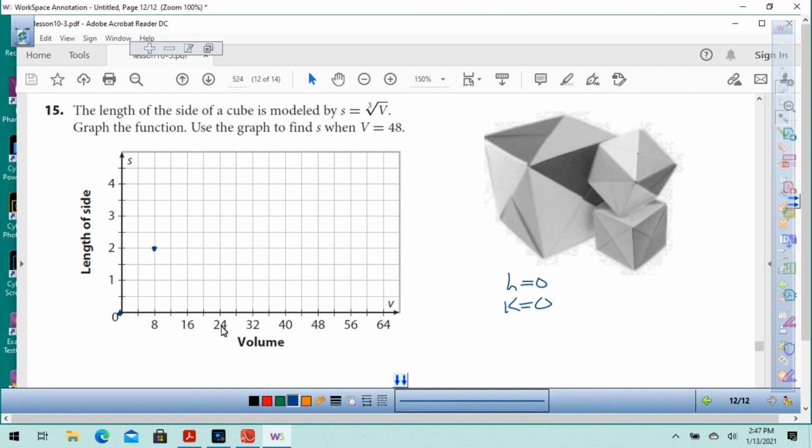27. What's the distance there? That's 4, 20, 24, and 28 right here. All right, so 27. The cube root of 27 is 3. So I'm going to say that's maybe right there. And then the next cube would be 64, right? The cube root of 64 is 4. And so it's going to look something like this.